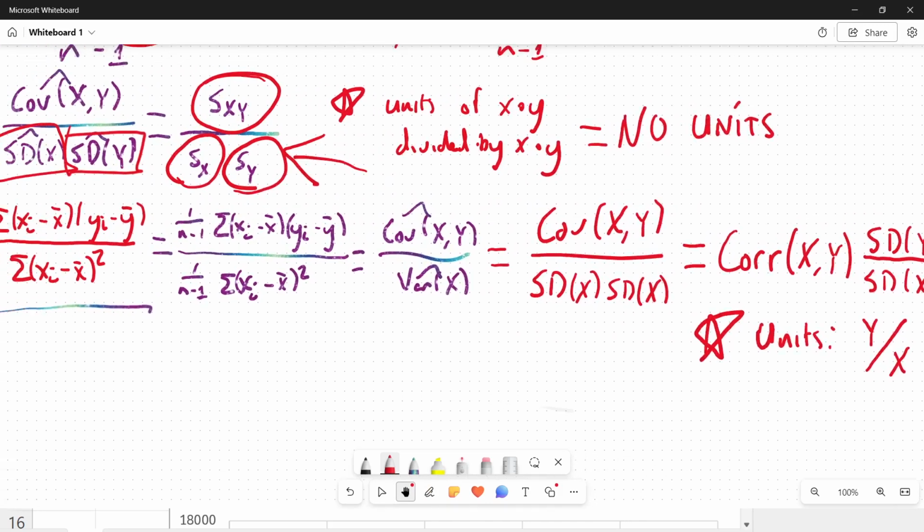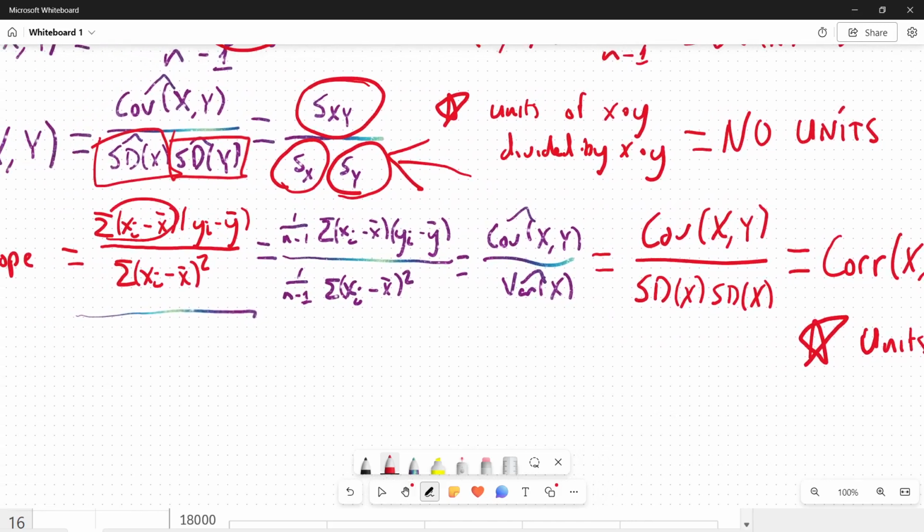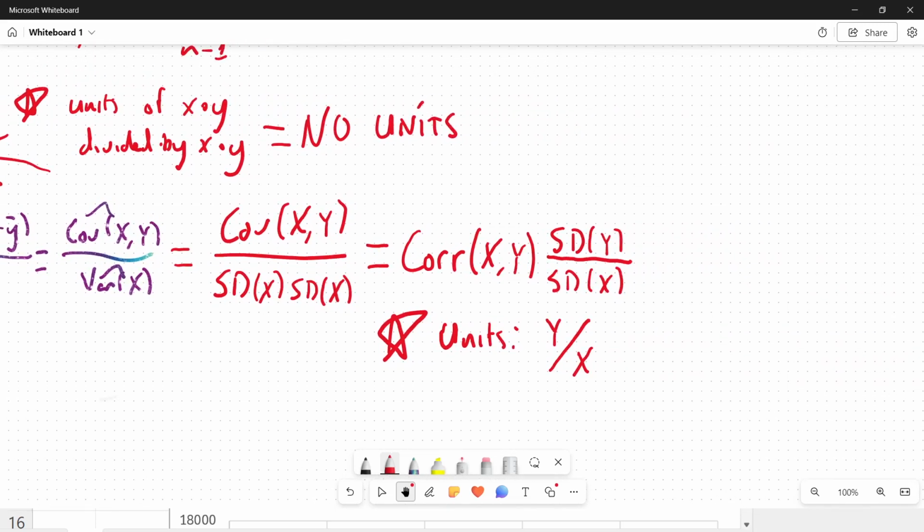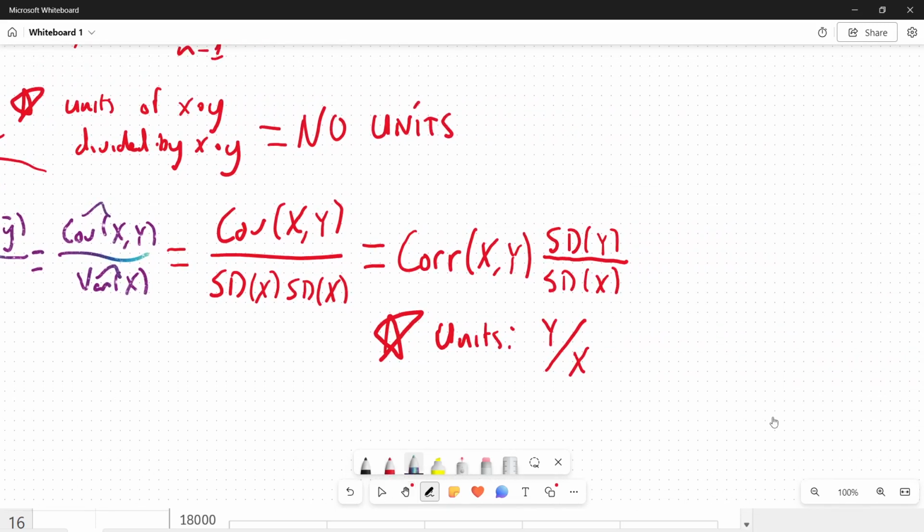Notice I have here units of x, units of y, and then I divide by units of x twice. So the units of y don't get canceled out, and there's an extra units of x in the denominator. Or, if you want to do it the long way, then I have correlation, which is unitless, multiplied by the standard deviation of y, which is units of y in the numerator, and then divided by the standard deviation of x, which has units of x in the denominator.